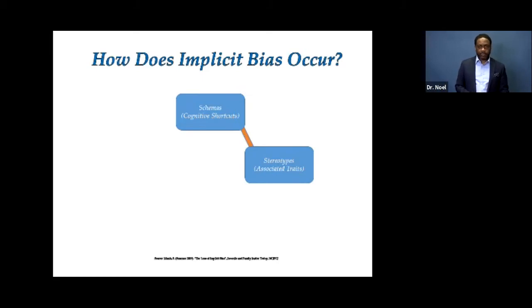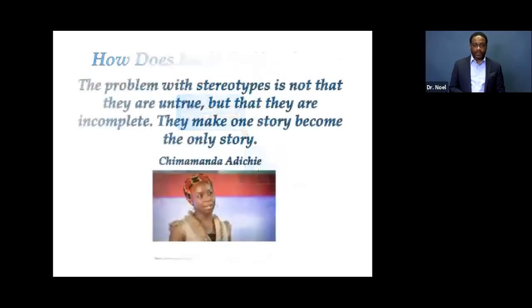I talked about stereotypes a bit ago. And what Chimamanda Adichie said about stereotypes is that the problem with stereotypes is not that they are untrue, but they're incomplete. They make the one story become the only story. So when you have an experience with someone of a different race, a different ethnicity, gender, whatever the case may be, you formulate those traits about them and you start stereotyping.